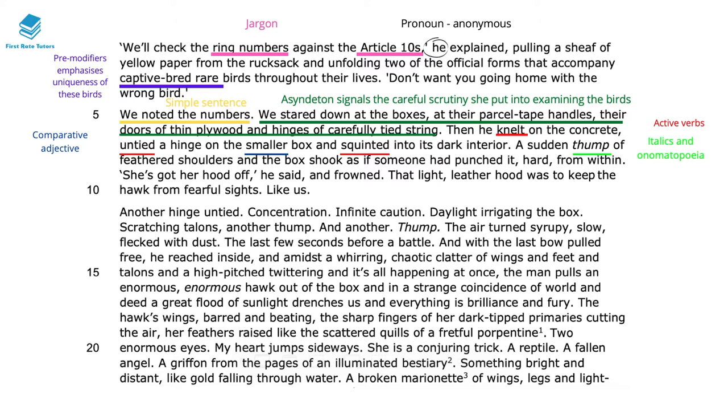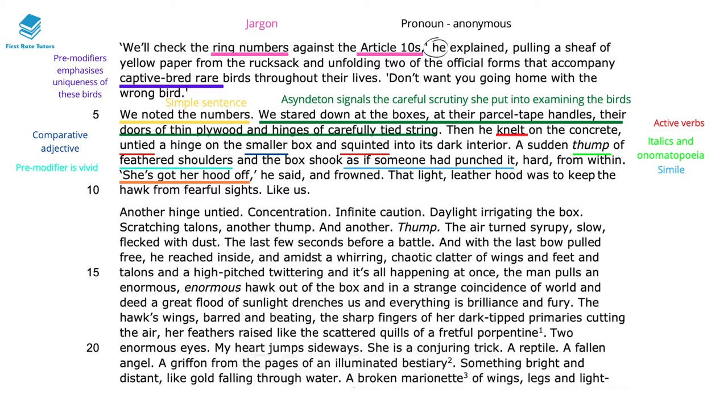Furthermore, she uses italics and onomatopoeia to highlight the thump, the noise that this hawk makes before we see it. Furthermore, the premodifier "feathered shoulders" really gives us a vivid account of how the hawk in some ways also feels, but also how it sounds as it's hitting the box that it's contained in. She also uses a simile, "as if someone had punched it", to show how forceful this hawk is, how powerful it is, and just how captivated she is by its movement, even before she's seen it.